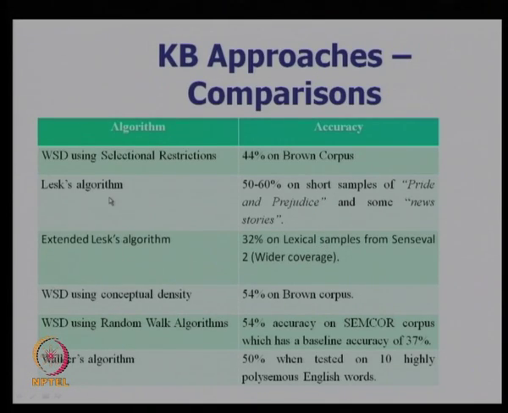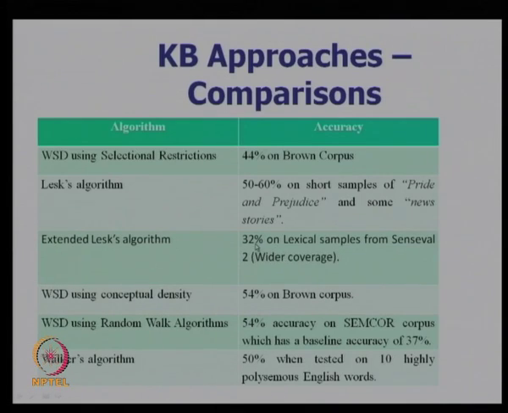So, this would finish the knowledge based approach, and we can make some summarizing remarks here on the knowledge based approach to word sense disambiguation. Word sense disambiguation using selectional restrictions, where the arguments and the properties are considered, has an accuracy of 44% on the Brown corpus. Lesk algorithm, which is overlap based, 50 to 60% on short samples of Pride and Prejudice and some news stories. Extended Lesk algorithm has an accuracy of 32% on lexical samples from Senseval 2.